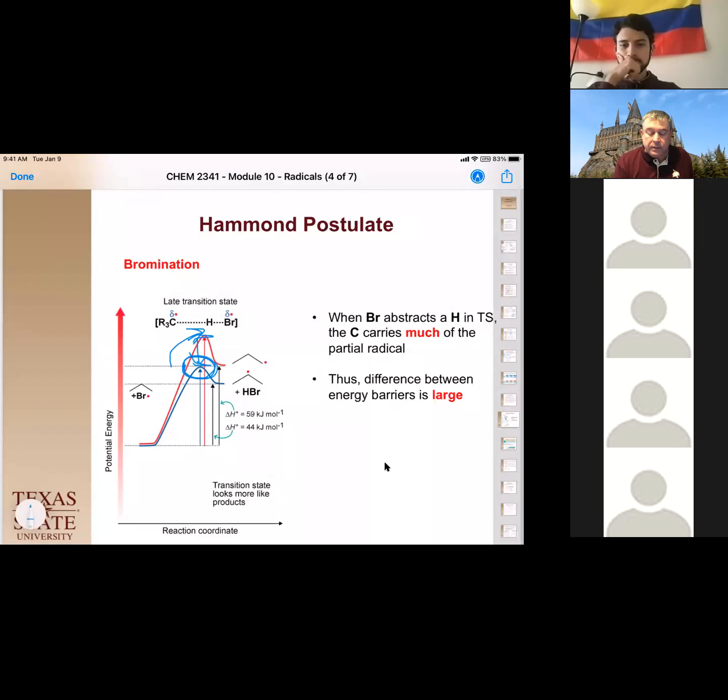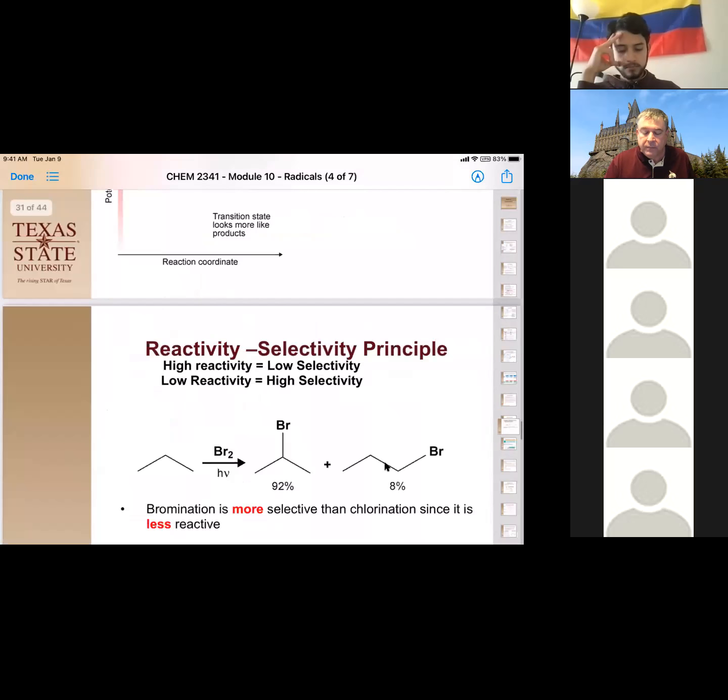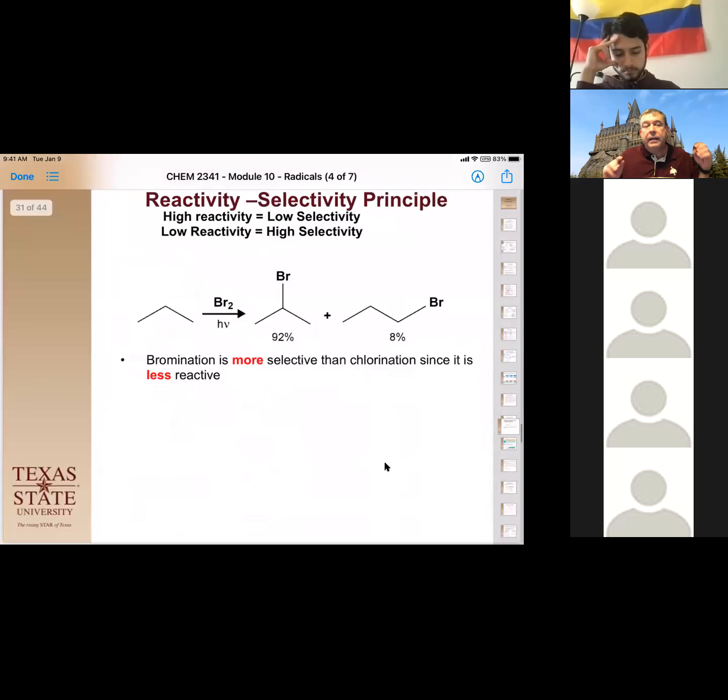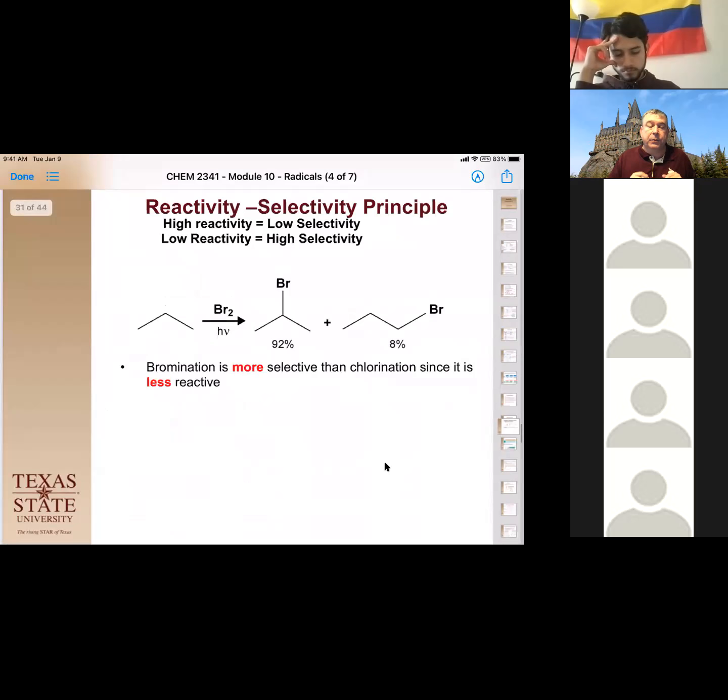Okay, so notice the big difference here in these is the fluorine, very small difference in transition state, chlorine, a little bit bigger difference in transition state, bromine, a huge difference in transition state. Okay, so that's why we end up with this selectivity principle.